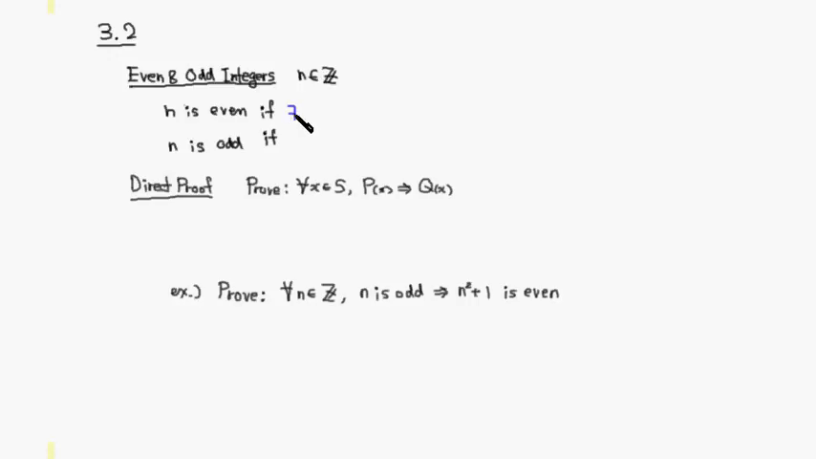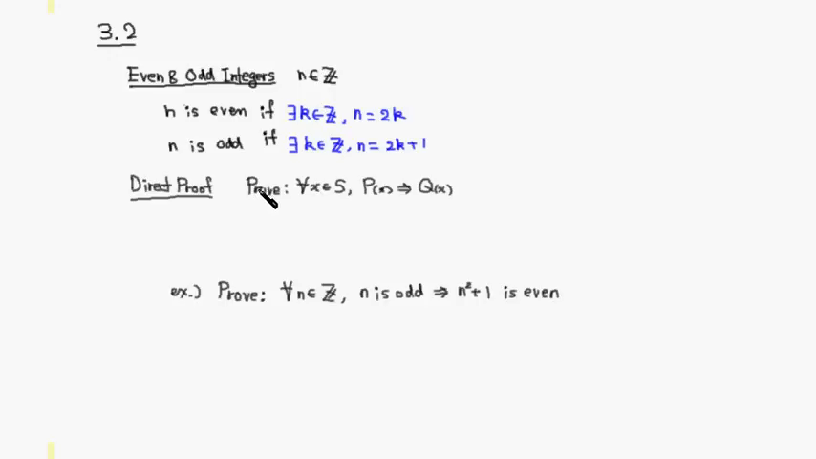Say there exists some integer k such that n can be written as a multiple of 2. So it's 2 times k, right? n is odd if there exists some integer k such that n is equal to 2k plus 1. So those are the definitions of even integers and odd integers.